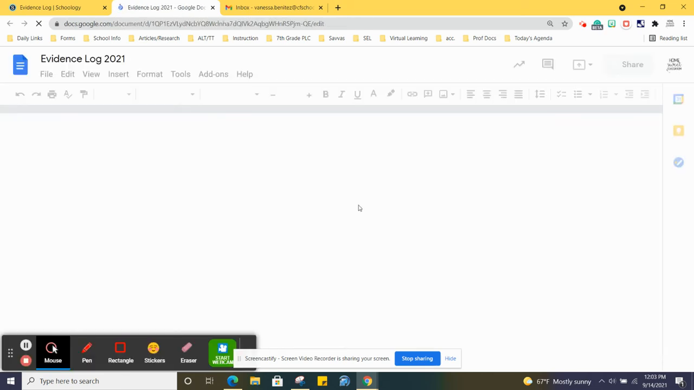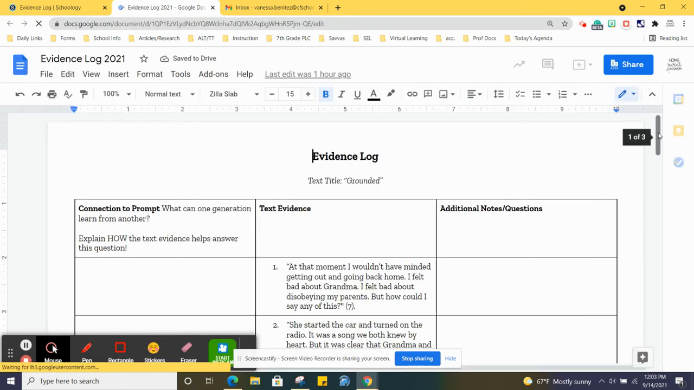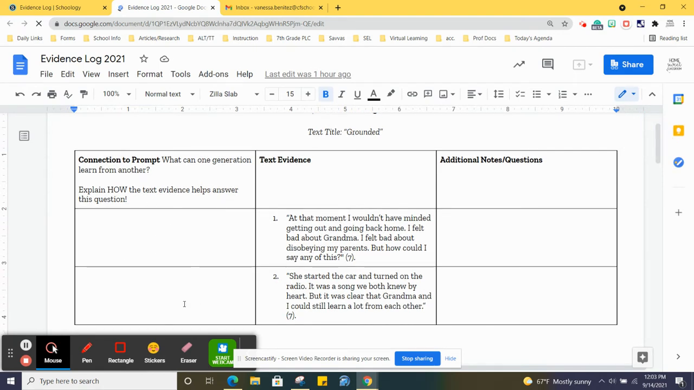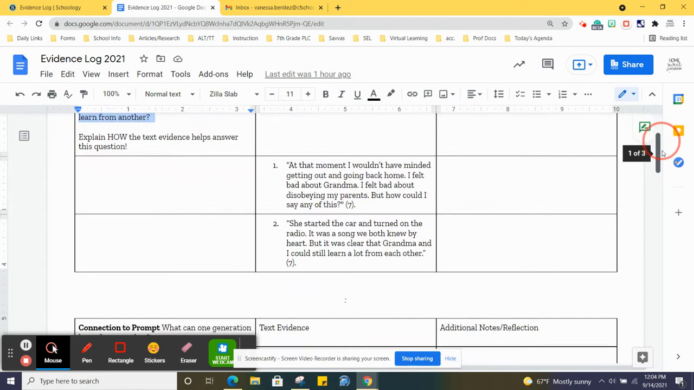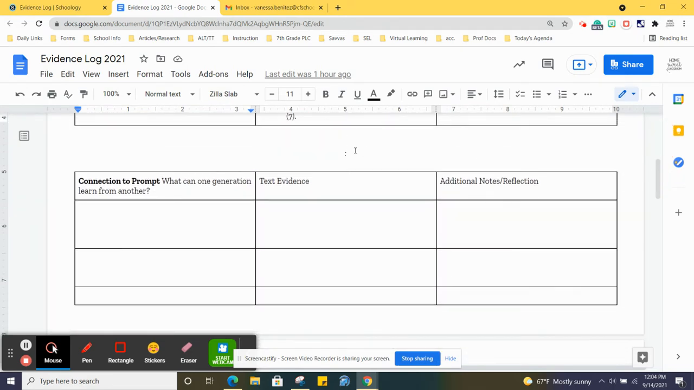Okay, once you click on your evidence log, open it up again. We did the first one together when we read the story Grounded, okay? And this side should be filled out for you. Mine is just a template version, so it's not filled out right now. But remember, I filled in the text evidence for you with quotes from the story, and we're answering this question all the time in our heads: What can one generation learn from another? So in your first text with Grounded, you have text written there for the answer of how the text evidence answers that question. And then any additional notes that we wanted were off to the side, which I don't think we did any. So today we're going to do this for our second text.